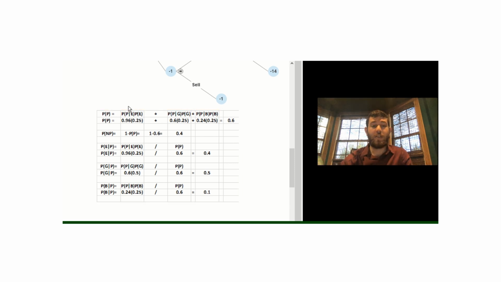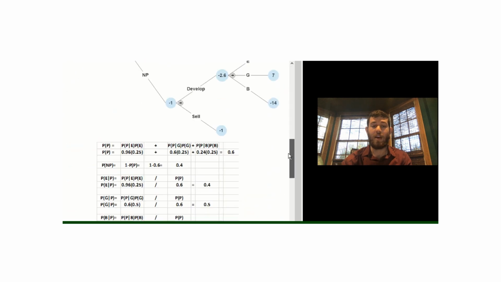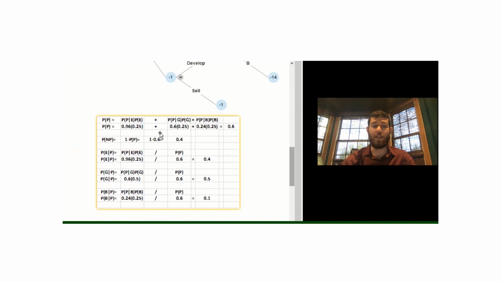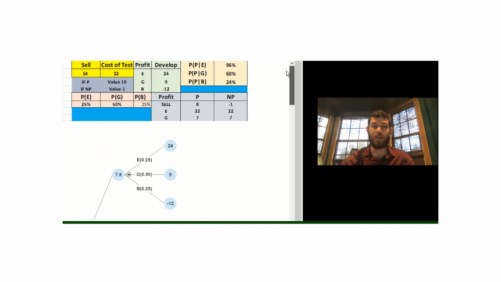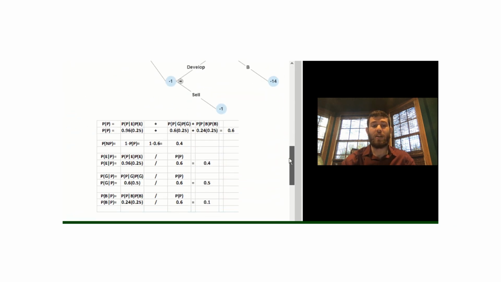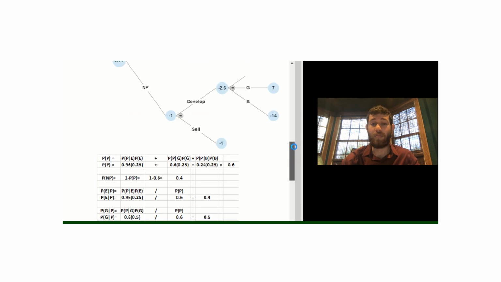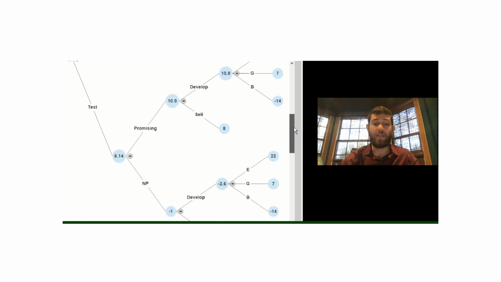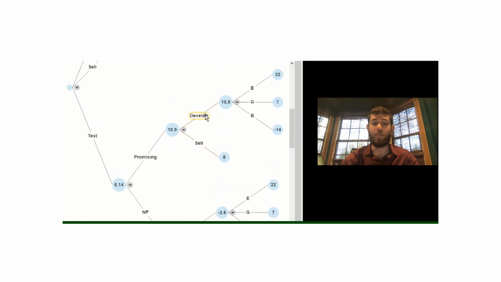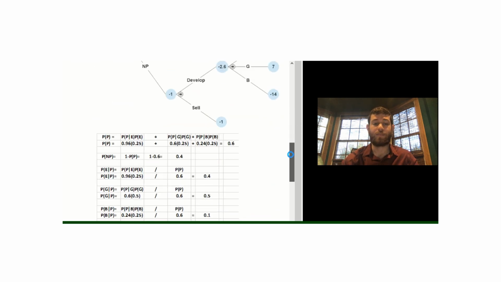Now, probability of P given E was given as 0.96 in the beginning, and so was the probability of E, 0.25. Probability of P given G was given as 0.6 in our chart up here, as well as the probability of G, which was 0.5, and probability of P given B and the probability of B were also given. So we multiply these and add them, we get 0.6. So we've calculated the probability of P. That's where we get the value up here, for promising.